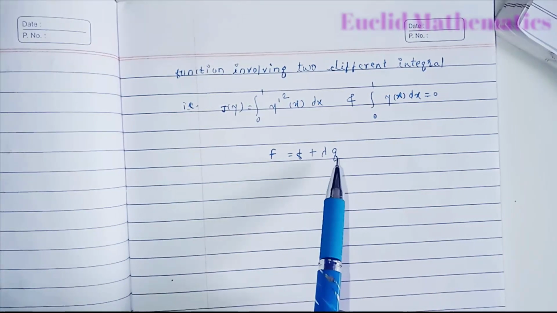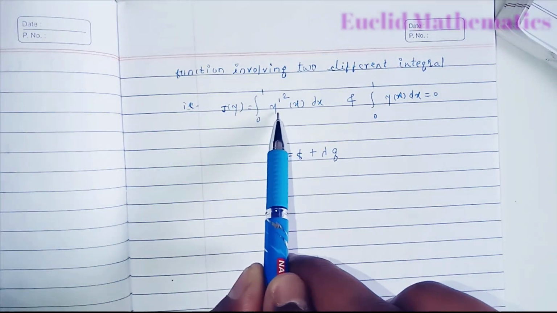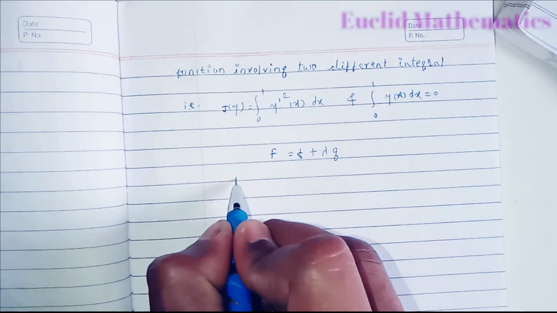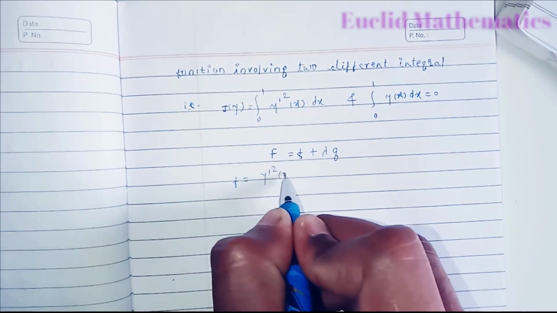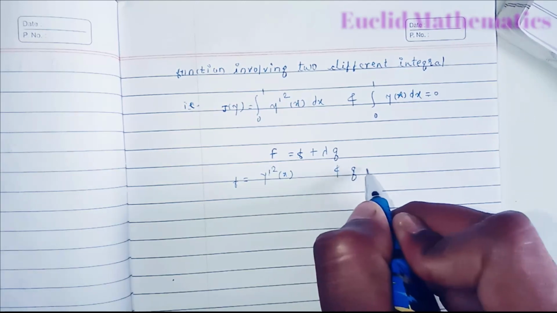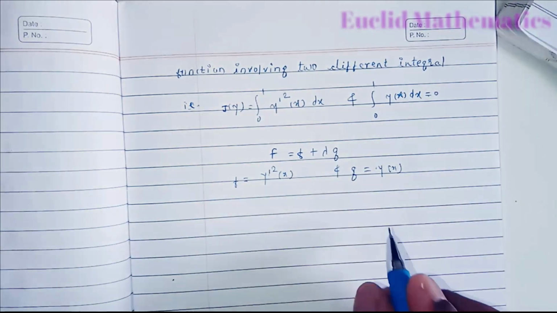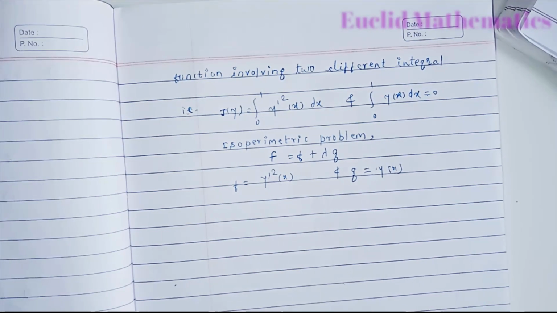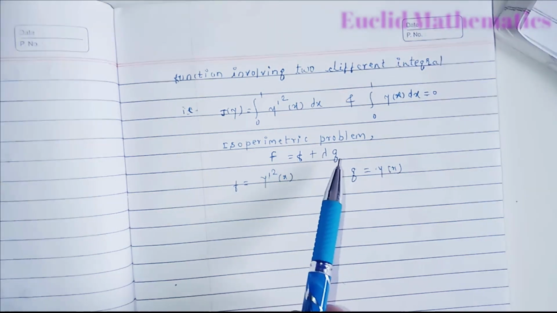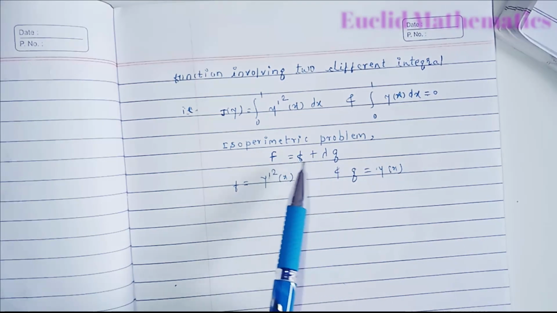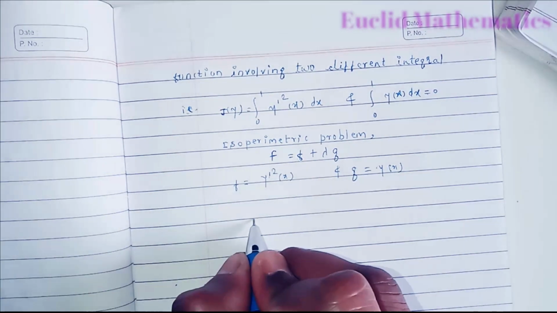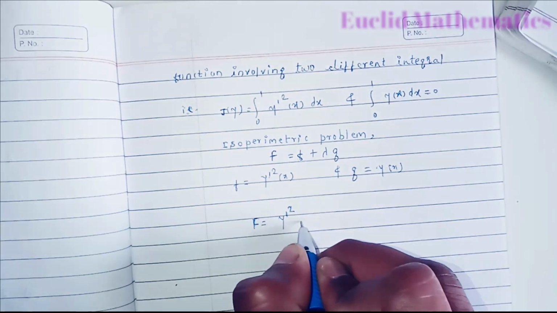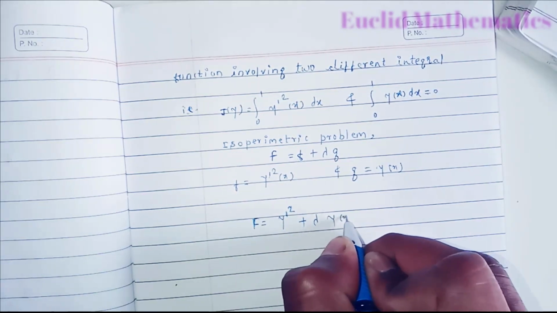So we want the values for f and g. Consider the first integrand as f and the second one as g, and lambda is the Lagrangian multiplier. So f is y dash square of x, and g is y of x. Substitute the values of f and g in our isoperimetric type of problem. So capital F equals y dash square plus lambda times y of x.